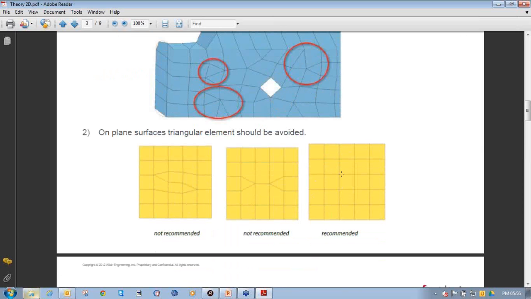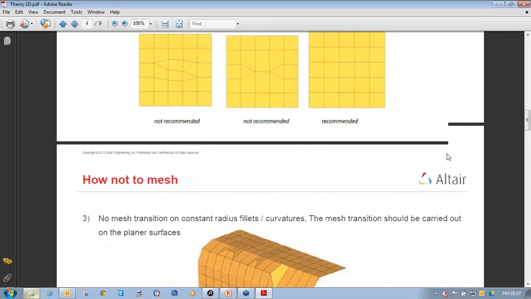Then the second point is, on planar surface triangular elements should be avoided. If possible we should avoid the triangular elements because the reason is the same. The triangular element has a higher stiffness as compared to quad. So in planar regions we try to remove the triangular elements.